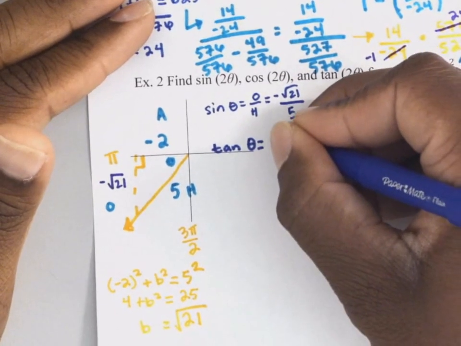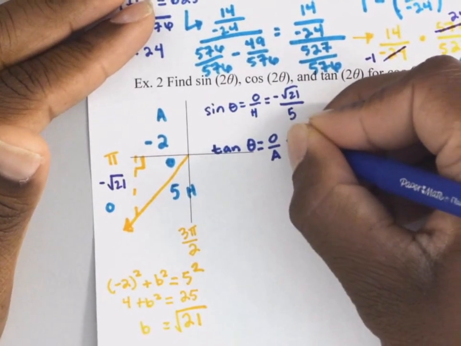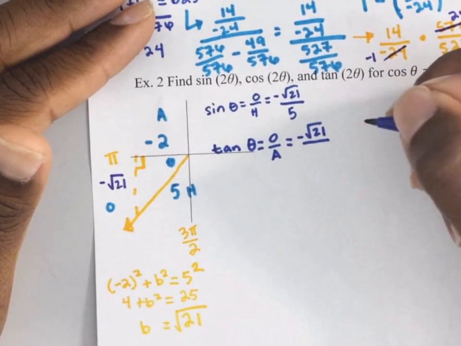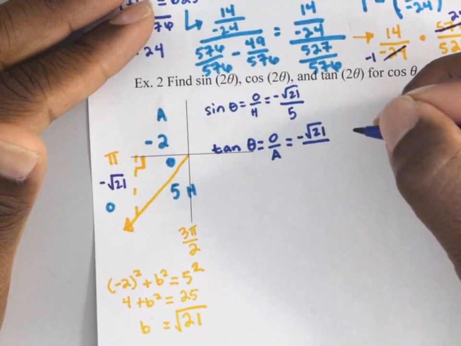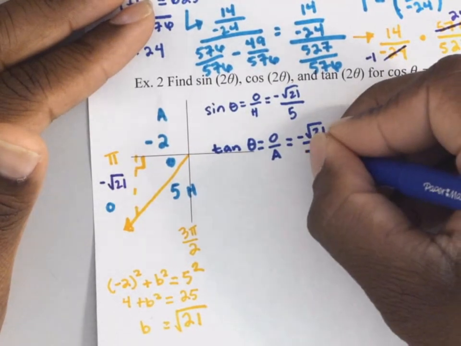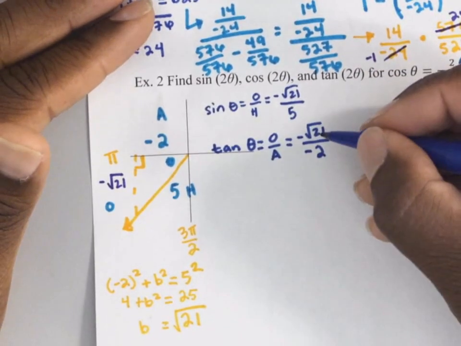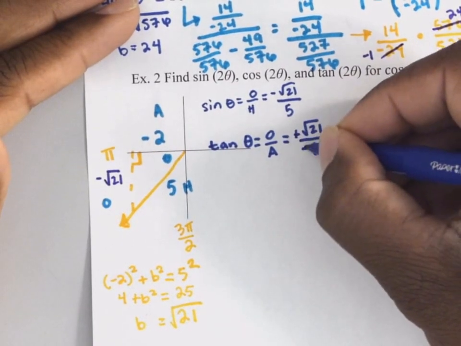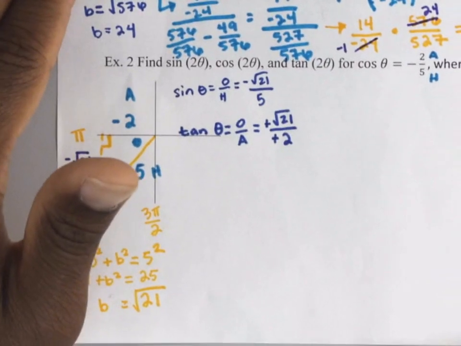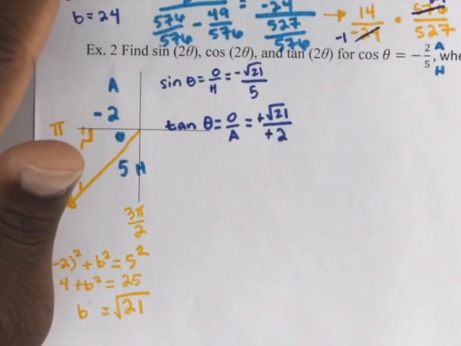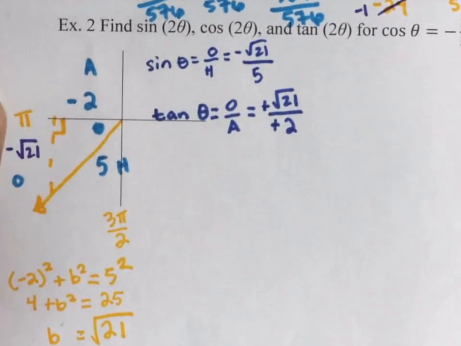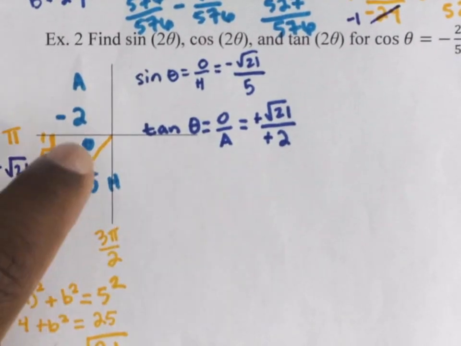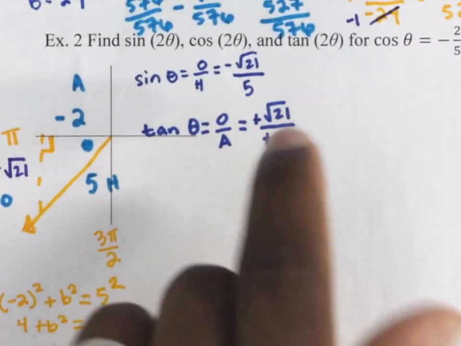Tangent is TOA. We said O was negative root 21. What was A? Negative 2. Negative divided by a negative makes it positive. So that number is going to be positive. You remember All Students Take Classes. Take is for T, tangent. Tangent's positive in the third quadrant. So that makes sense.